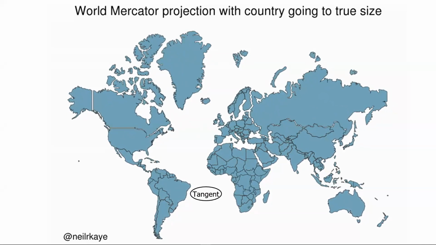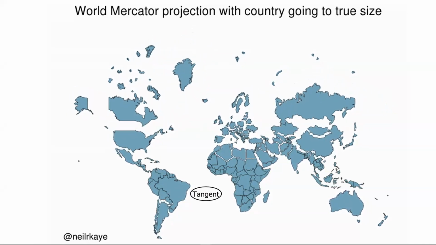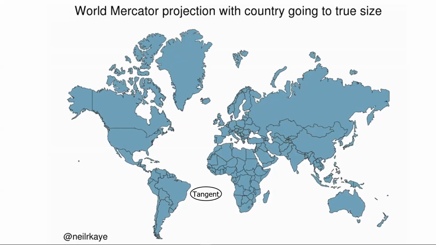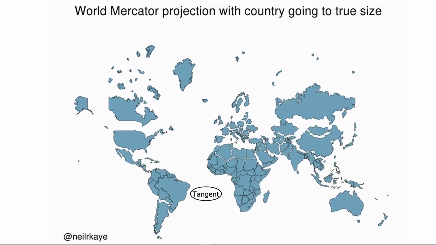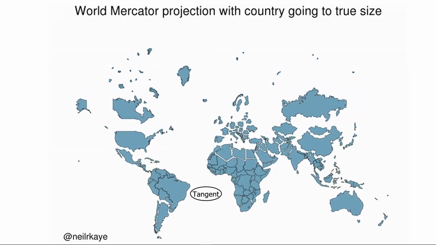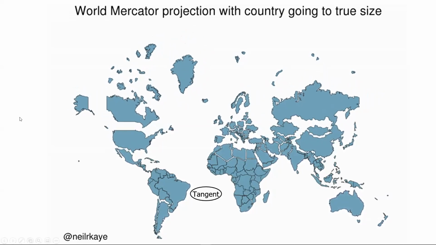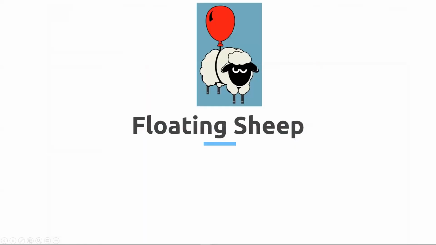But then the US gets so much smaller. The Greenland example is so wild. Alaska, Russia, all these places are actually much, much smaller than they appear on the map. And so this is just a really cool example of that.